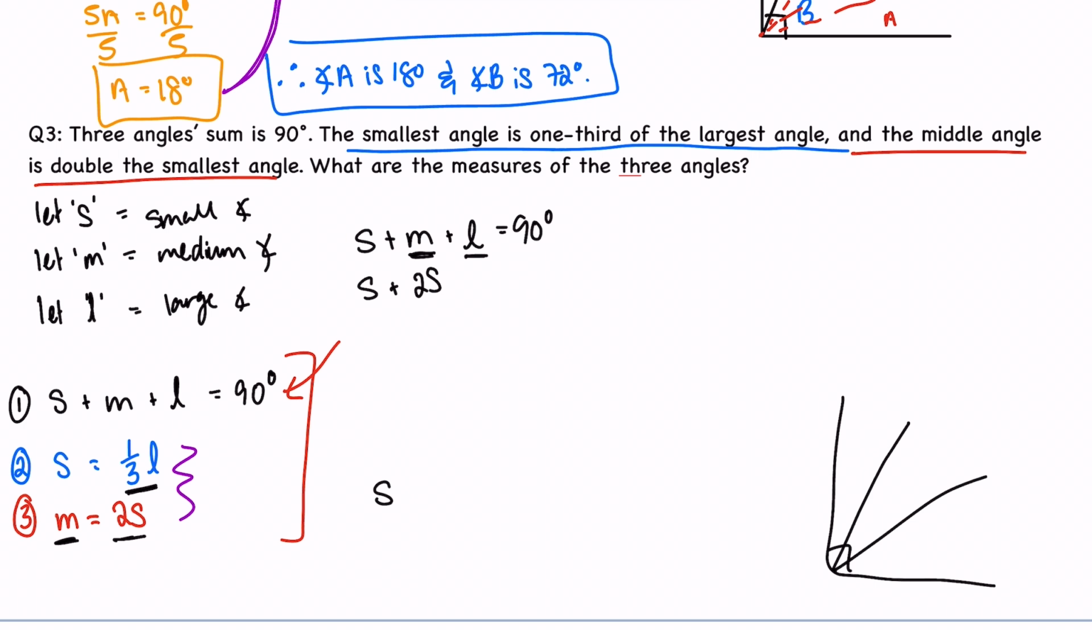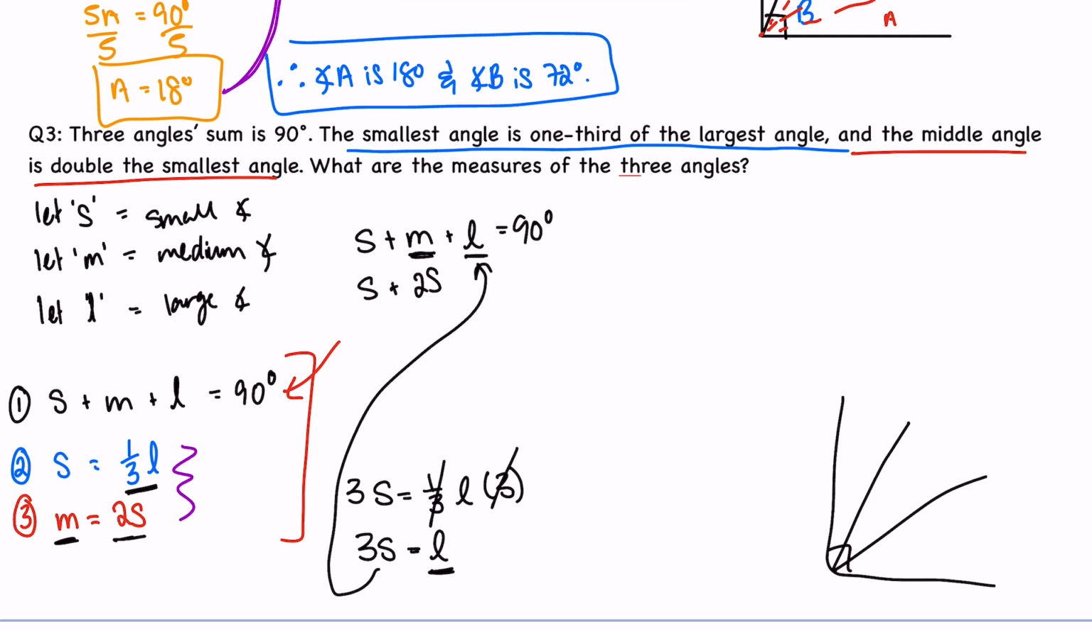So if we have S is equal to 1/3L, this is the same thing as L divided by 3. So to get L by itself, we need to multiply by 3. So if we multiply by 3 on this side, we also need to multiply by 3 on this side. This would cancel, and we get 3S is equal to L. Now that we have L by itself, we can easily sub in this 3S in its place.